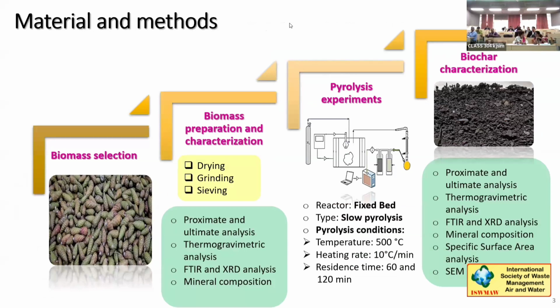Our work methodology concerns 4 steps. The first step is the biomass selection, and we select Aleppo pine cone as a woody biomass. The second step is the pretreatment and the characterization of the selected biomass using several methods. The third step is the pyrolysis experiments, and we use a fixed bed reactor for slow pyrolysis at 500 degrees Celsius as the final temperature, 10 degrees Celsius per minute as the heating rate, and 1 hour and 2 hours as the residence time. And the last step is the deep characterization of the produced pyrolytic biochars.